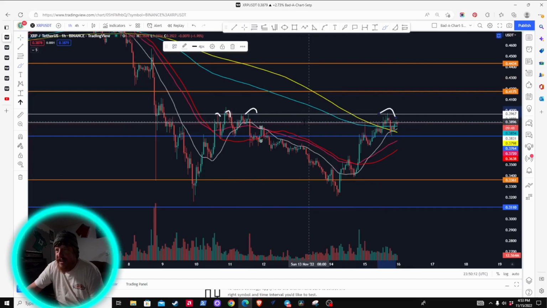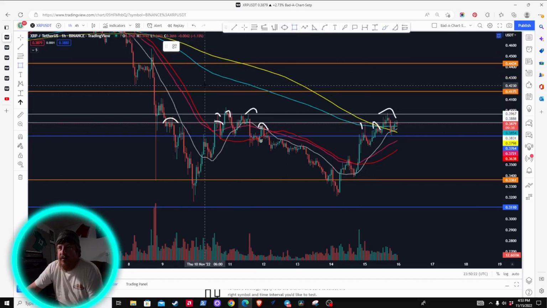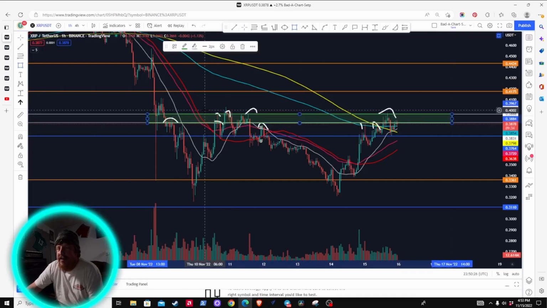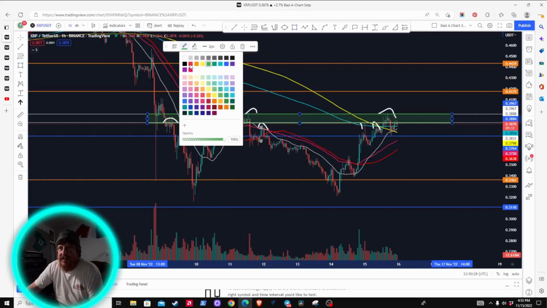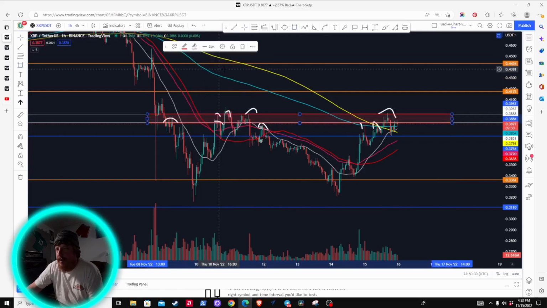The other underside of that, you can kind of see there's been a little bit of resistance in here, right here, basically all in here there was resistance. So what I often like to do is, since I consider support and resistance a zone, we're going to go ahead and put a little rectangle here. Typically I use green for support, but in this case because it's above us it's going to be at resistance until it's broken. And so I'm going to go ahead and make it a red rectangle.